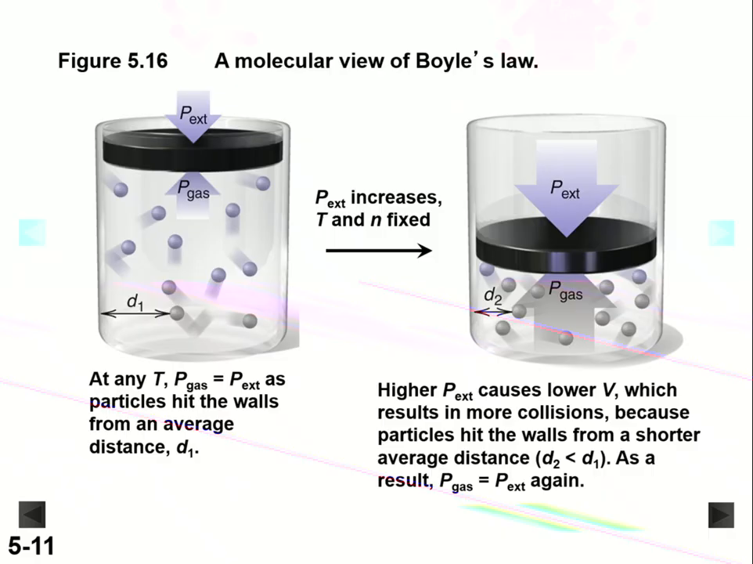Why does the volume decrease? Well, we need more collisions to counterbalance this external force. The more collisions there are, the higher the pressure of the gas inside. At a smaller volume, there will be more collisions of the gas with the sides of the container. The pressure will go up.